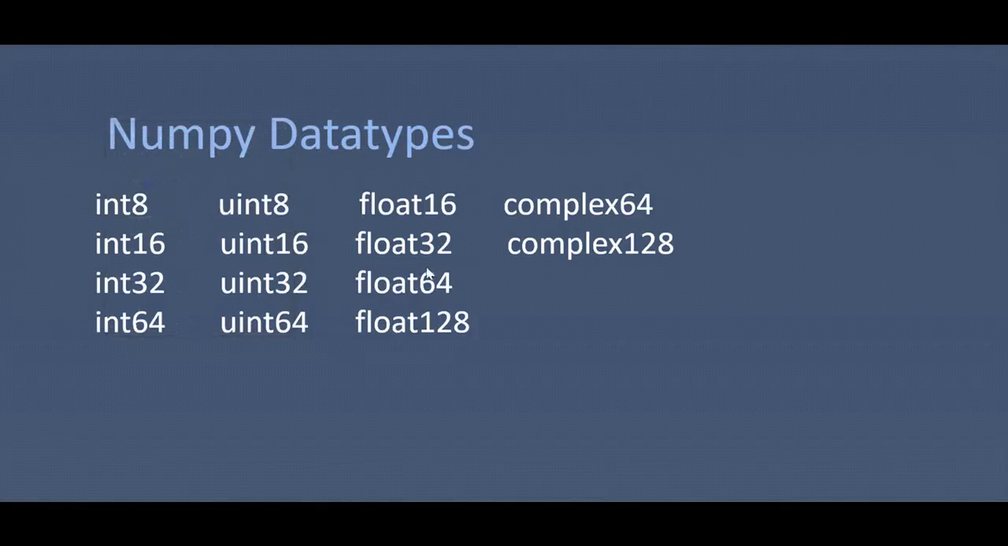These are some of the data types in NumPy. Int8 refers to signed 8-bit integer, and this is unsigned integer 8 bits. This is signed integer of 16 bits, and this is unsigned integer of 16 bits. So this refers to the number of bits, and this is whether it is integer or float. And if there is U, then it is unsigned. Otherwise it is signed. And there are float data types for 16-bit, 32, 64 and 128. And there are complex data types for complex numbers. So it can be 64 or 128.